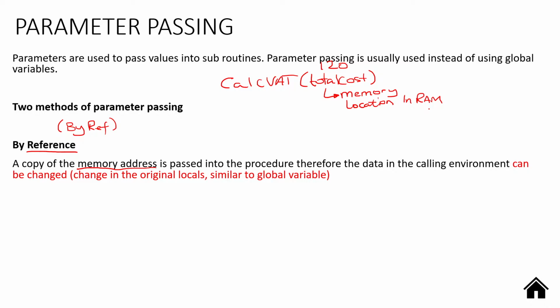And if you pass the memory location, then what's going to happen is the computer can go and find the original data. And once it's got access to the original data, it can use it, but it can be edited. So when you pass by reference, the original data can be edited. And that is usually a bad thing. You don't want people to do that. So the general way of passing parameters now is by value.